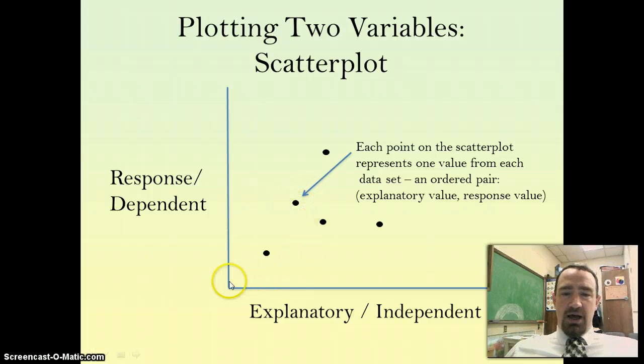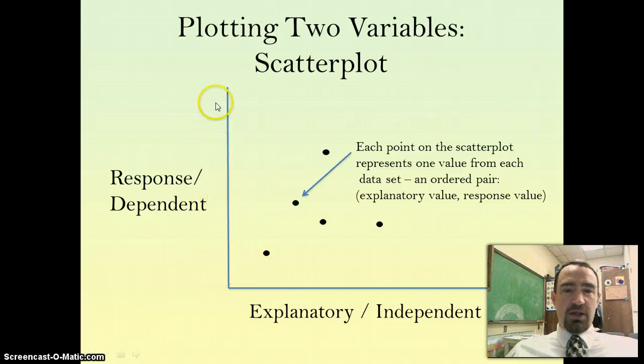And so we plot the explanatory variable along the x-axis and the response variable along the y-axis, and that's just common practice among statisticians. So whenever you look at a scatter plot, you can assume that whatever is put along the x-axis is the explanatory, the independent variable.